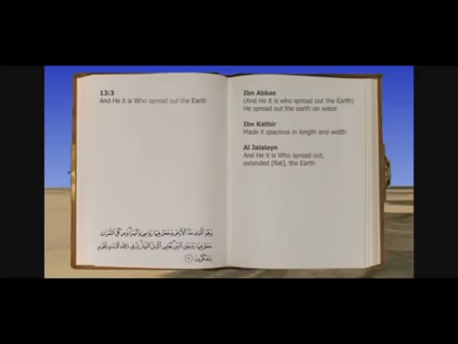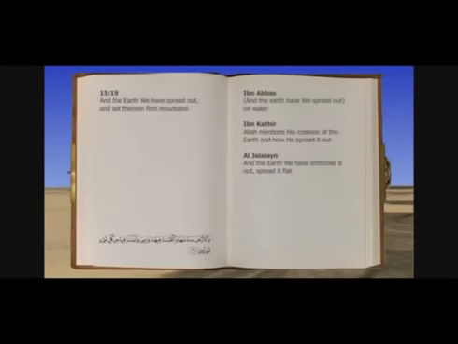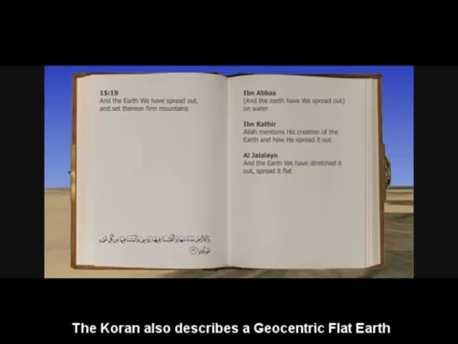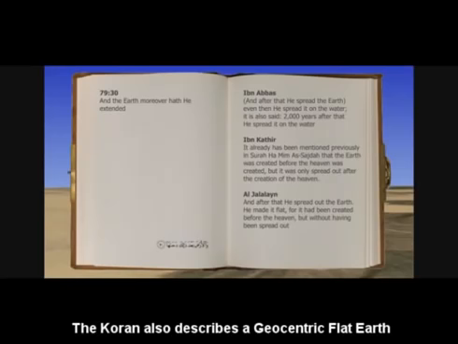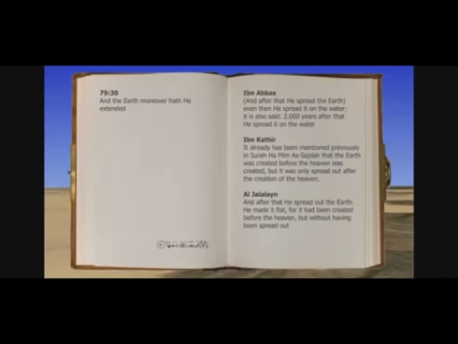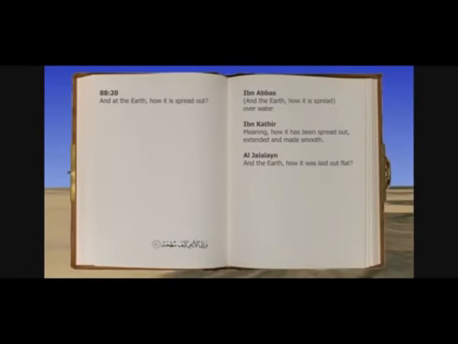13:3, and it is he who spread out the earth. 15:19, and the earth we have spread it out, and set thereon firm mountains. 50:7, and the earth we have spread it out, and set thereon mountains standing firm. 79:30, and the earth moreover hath he extended. 88:20, and at the earth how it is spread out.